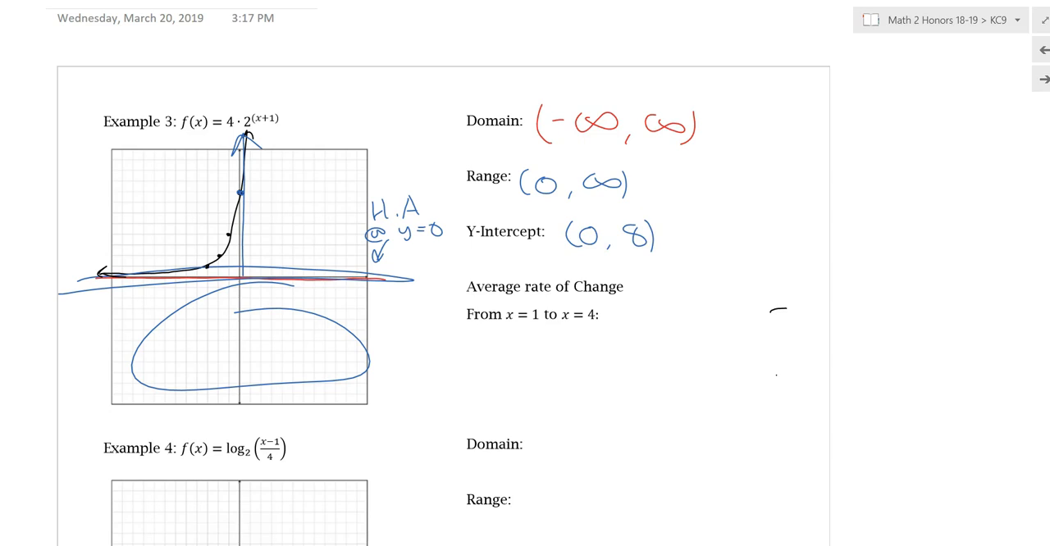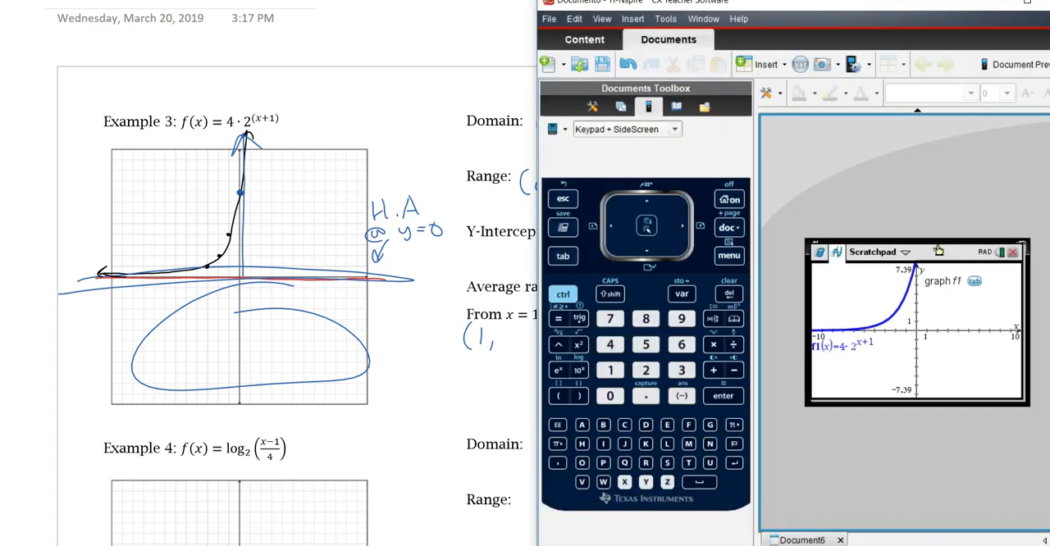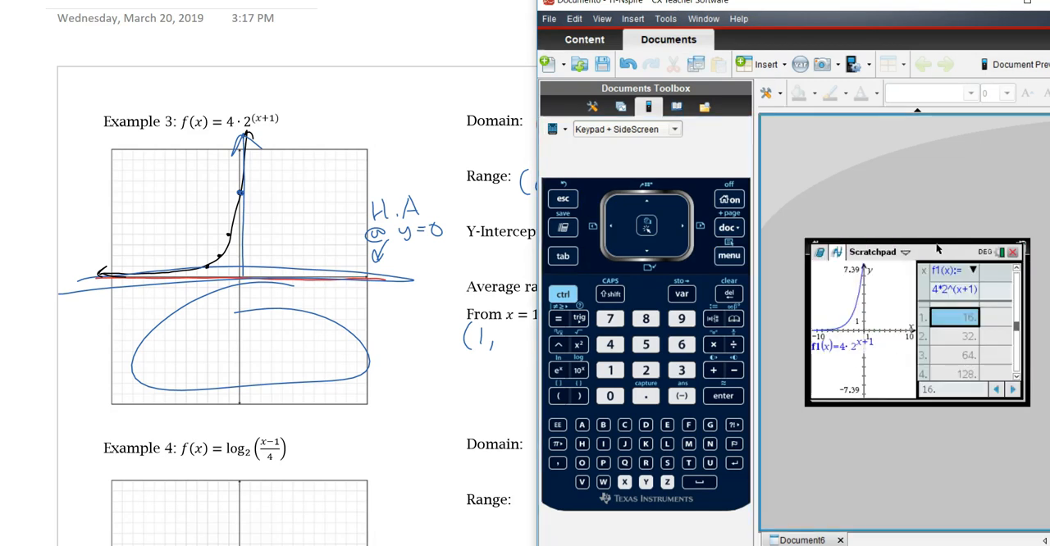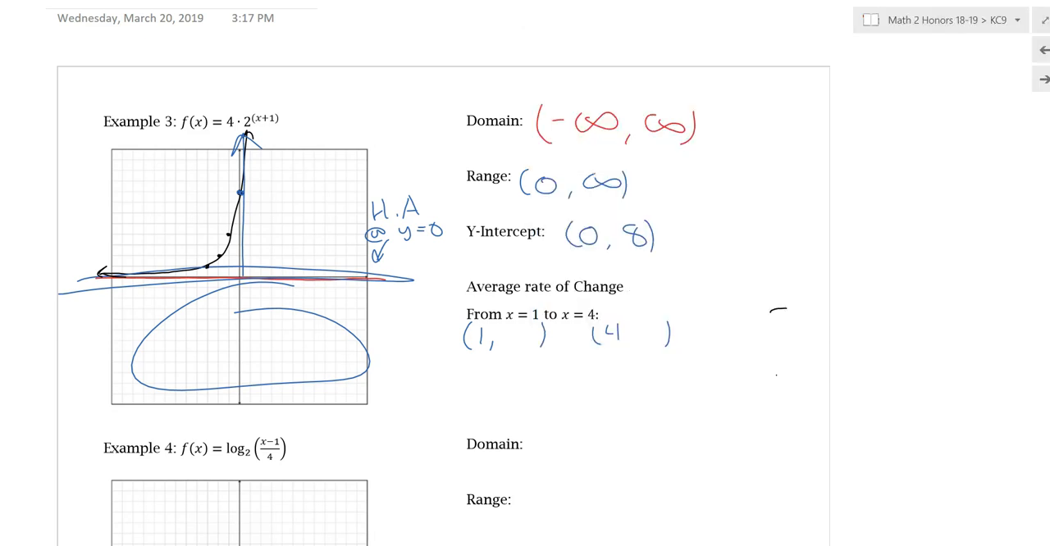And our average rate of change from x equals 1 to x equals 4, I want to know what these values are. So again, I would go to that table, so Menu, 7, split screen table. At 1, it's at 16. At 4, it's at 128. So I just use that table to find these.